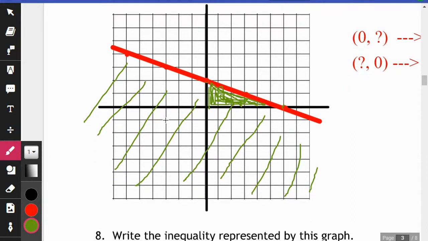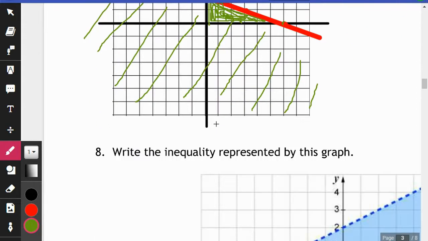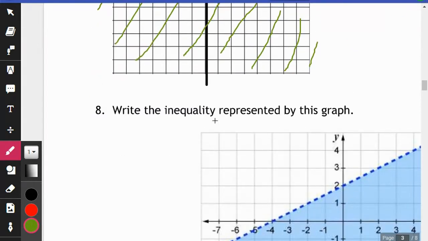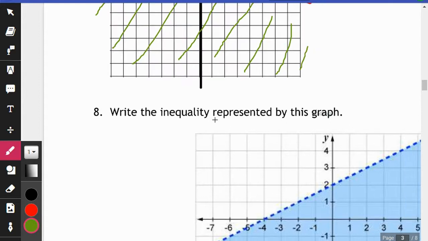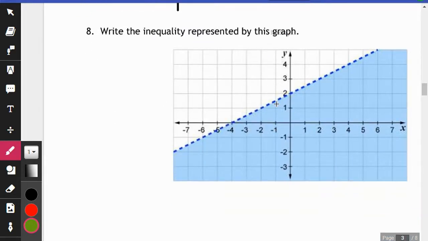Okay, but the point is we fill in everything below the line, and that's all of the things that add to less than 12. All of the combinations of x and y that add to less than 12 when you put them in.